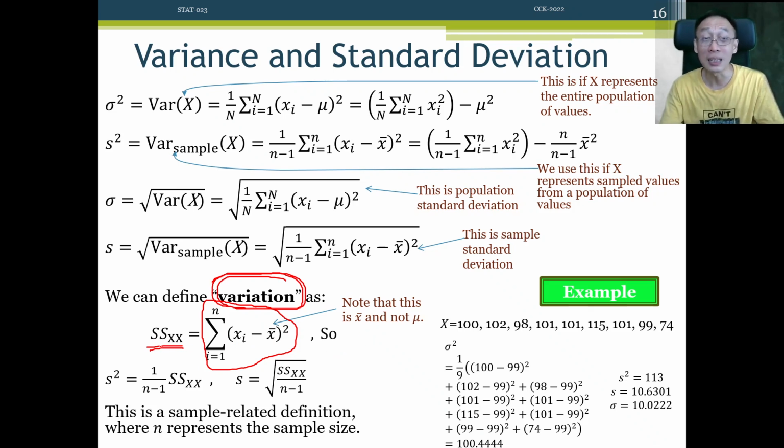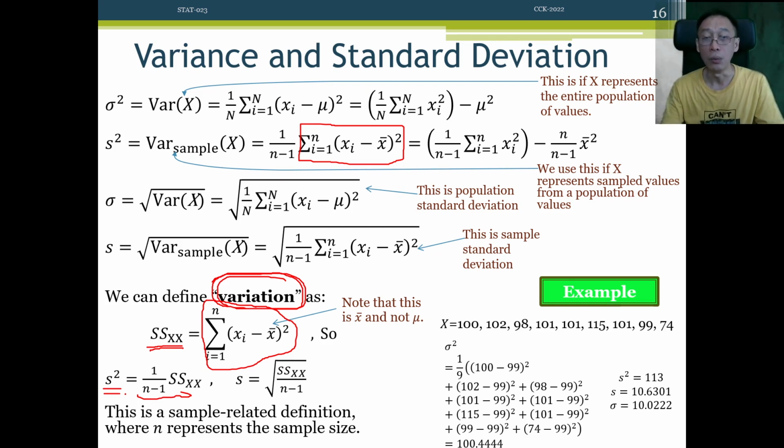This SSXX we will revisit somewhere further down in the lecture series, where we might see SSYY and then SSXY coming out later on. But for now, let's recognize this summation from 1 to n of xi minus x bar squared, and that is actually this particular term here. Can you recognize them as the same? In other words, if we just divide by n minus 1, we should get back the sample variance. And that's exactly correct.